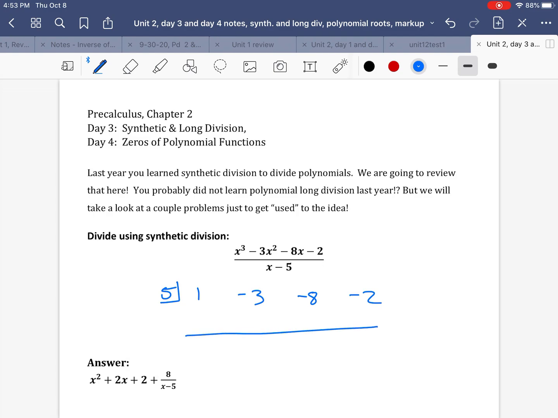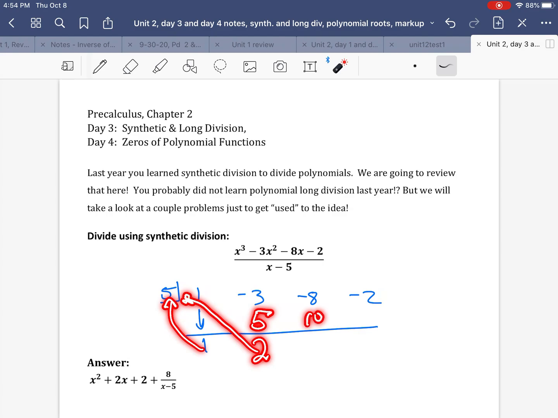So remember, the first number comes straight down. So that's 1. And then I'm going to do a series of multiplications and additions. I'm going to multiply 1 times 5, and that goes right here. Then I'm going to add these two numbers and get a 2. And then I'm going to do it over again. 2 times 5 is 10. I'm going to put it here. I'm going to add, and I get another 2 actually. And keep going until I'm done.